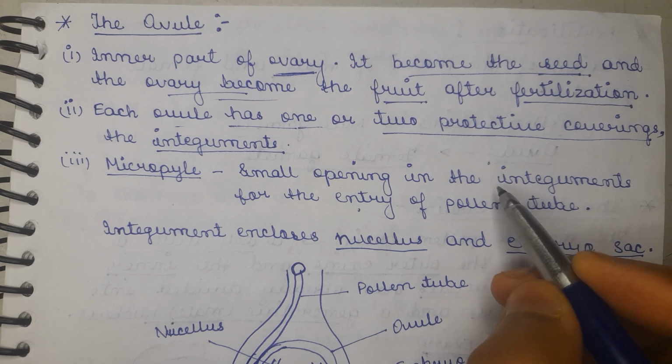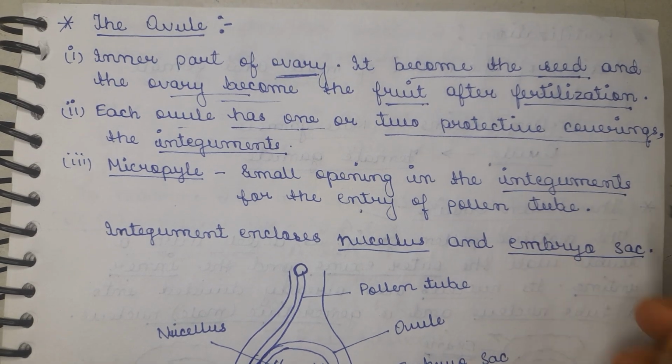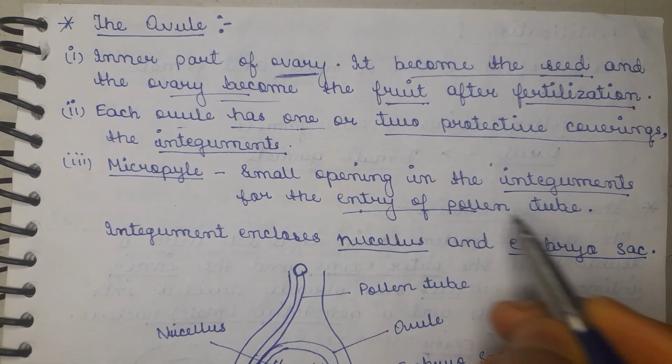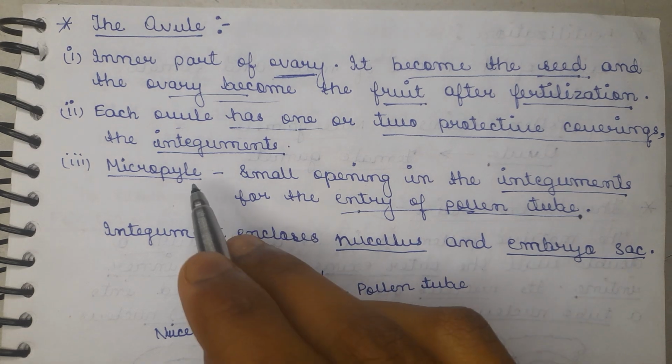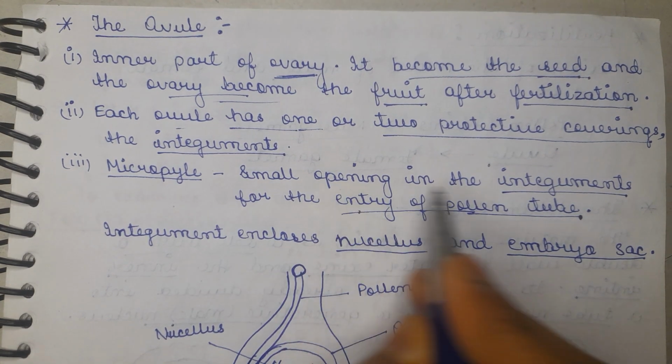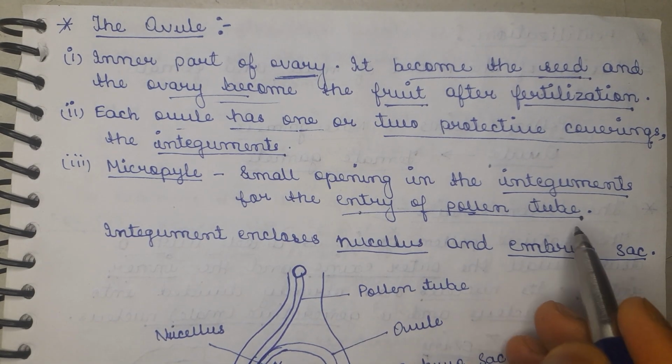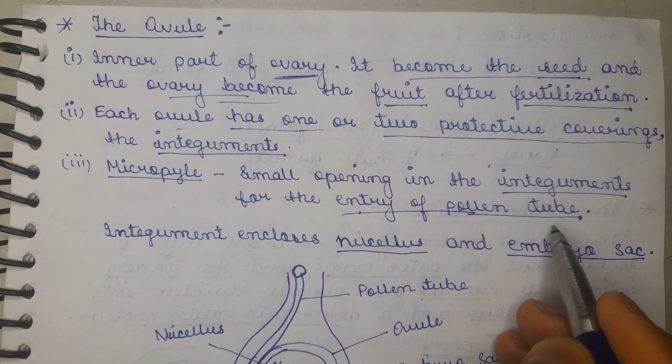a hole in the integument, for the entry of what? For the entry of the pollen tube, basically the elongated structure of the pollen grains that contains the tube cells. So the micropyle is basically the opening from where the pollen tubes enter inside the embryo sac.